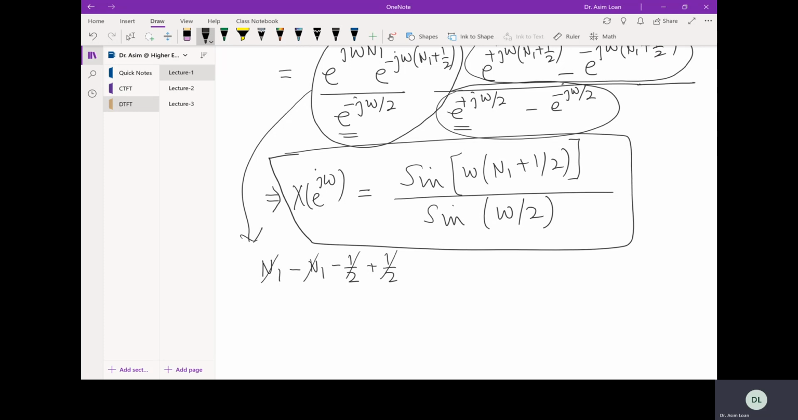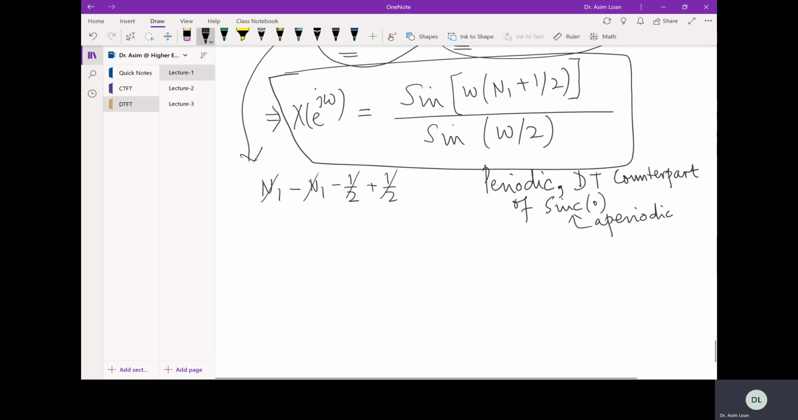This is a periodic function. This is periodic. And this is the discrete time counterpart. Maybe I write it again. This is the discrete time counterpart of sinc, which was aperiodic. This was aperiodic.